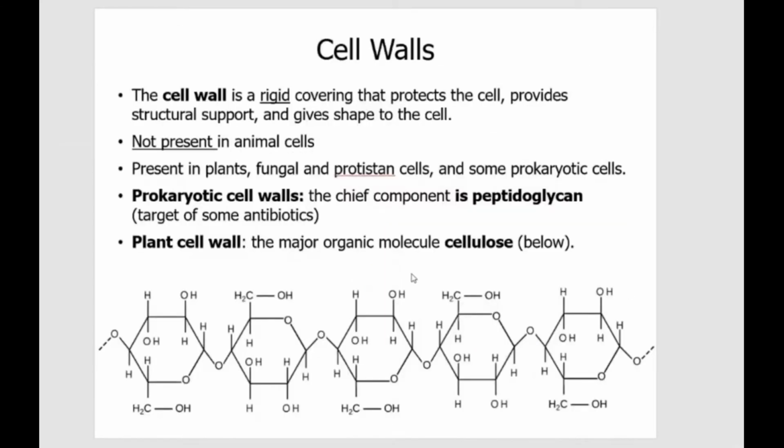Okay, the first structure we're going to look at is cell walls. As I mentioned, animal cells do not have a cell wall. For other organisms, plants, okay, fungal cells, or in certain protozoa, they do have a cell wall. Some prokaryotic cells also have a cell wall.